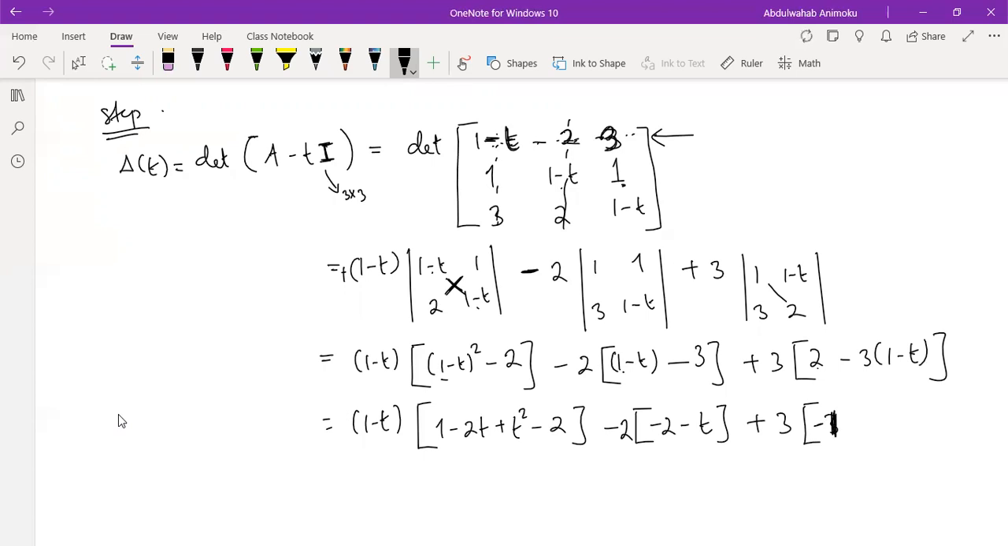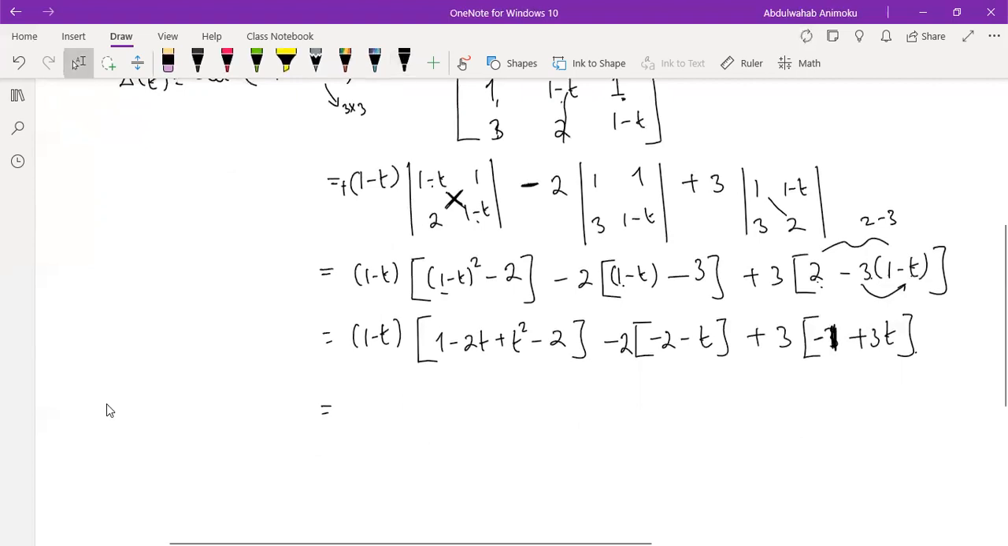Then minus 3 times minus t. I'm just simplifying this. That will give me plus 3t. So how I got minus 1 is these two: 2, then minus 3 times 1 is minus 3. So here I have 2 minus 3, that will give me minus 1. So now let's simplify further. The simplification will take a little bit of time, but you get through it. So just be patient with the process.